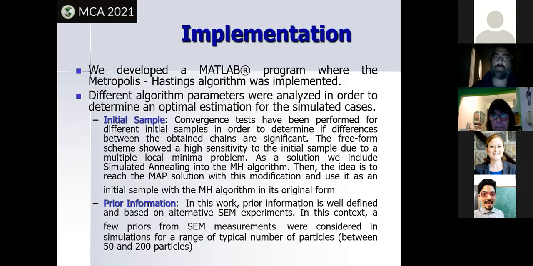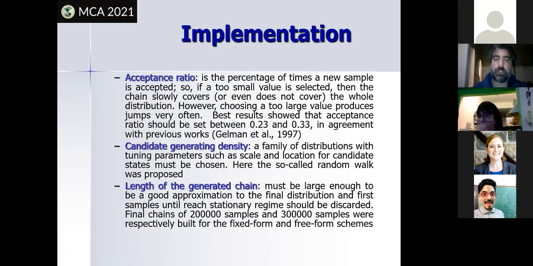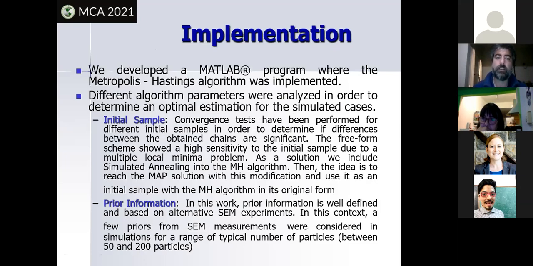Now, with implementation, we developed a MATLAB program where the Metropolis-Hastings algorithm was implemented. Different algorithm parameters were analyzed in order to determine an optimal estimation for the simulated cases. Those parameters were the initial sample, the prior information, the acceptance ratio, the candidate generating density and the length of the generated chain. Let's start with the initial sample.